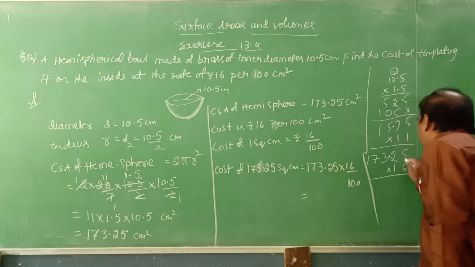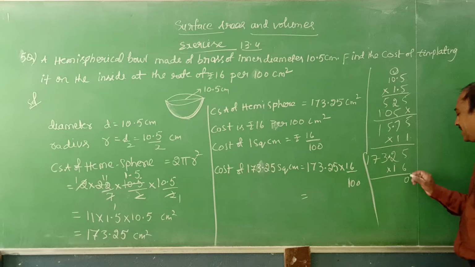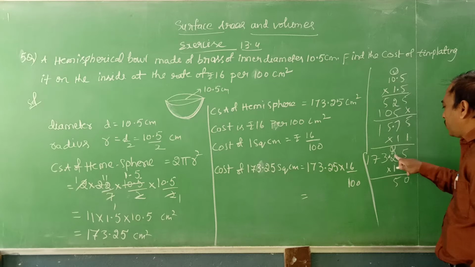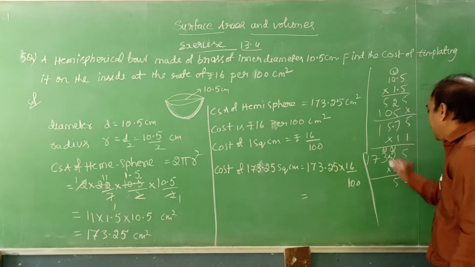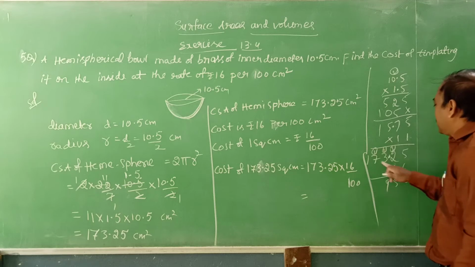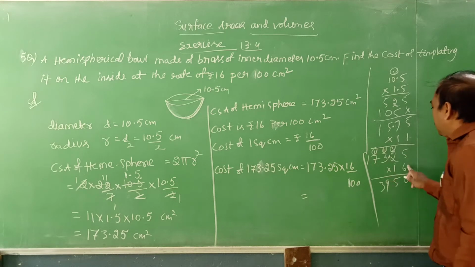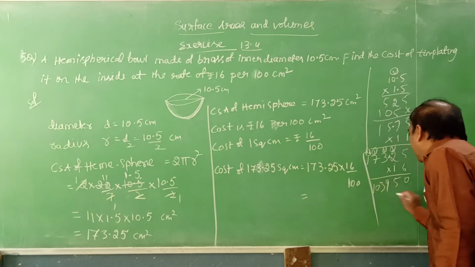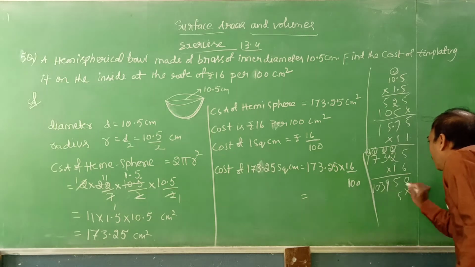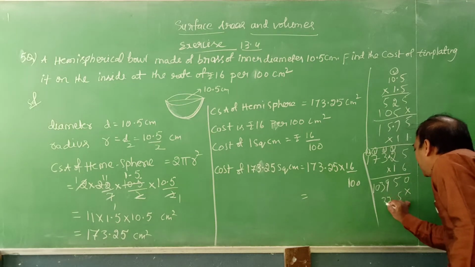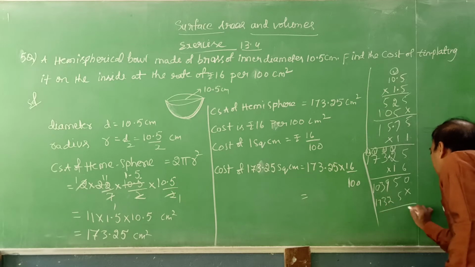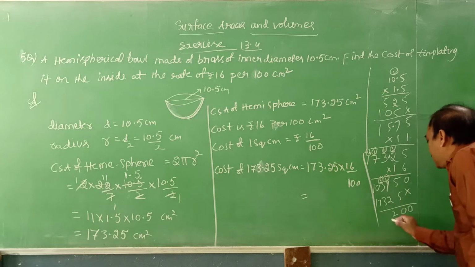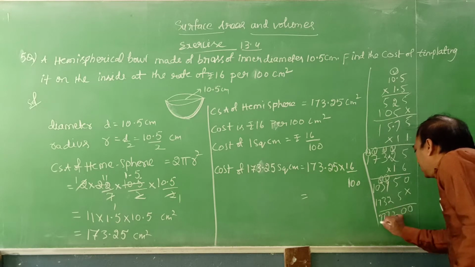So 6 5s are 30, 3 remains. 6 2s are 12 plus 3 is 15, 1 remains. 6 3s are 18 plus 1 is 19, 1 remains. 6 7s are 42 plus 1 is 43. 6 1s are 6 plus 4, that is 10. Next, 1 5 is 5, 1 2 is 2, 1 3 is 3, 1 7 is 7, 1 1 is 1. Adding gives 2772.